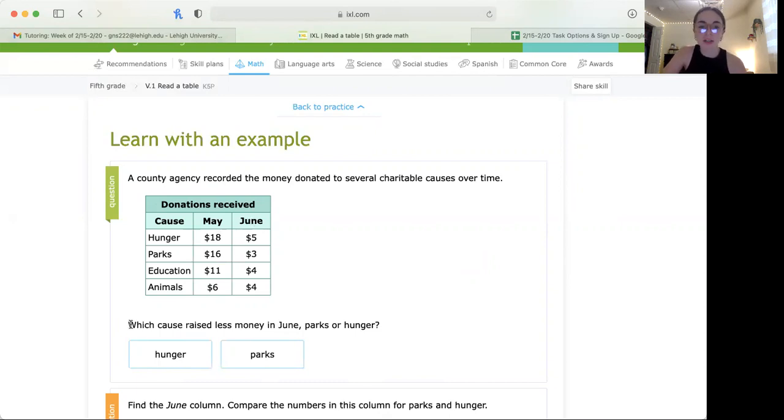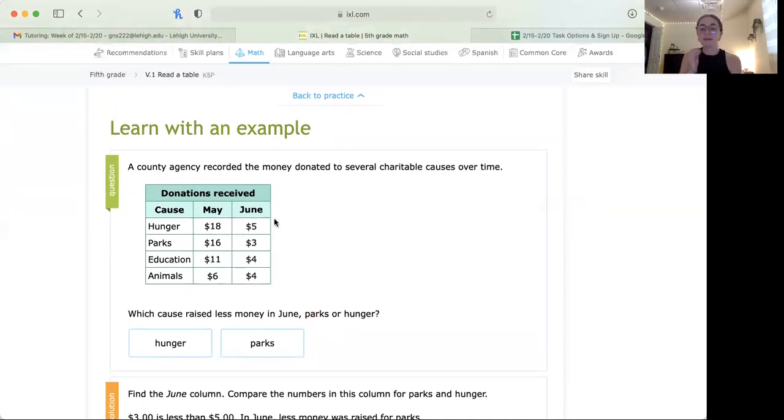The question that we need to answer says, which cause raised less money in June, parks or hunger? So the first thing you want to do is narrow down exactly what the question is asking. It wants you to compare between these 2 causes that I've highlighted, parks and hunger. So you can actually ignore the bottom 2 rows for now. Then it asks you about the month of June, so we're also going to ignore May. So right now we're only looking at this data right here.